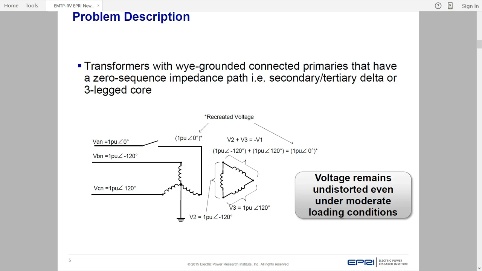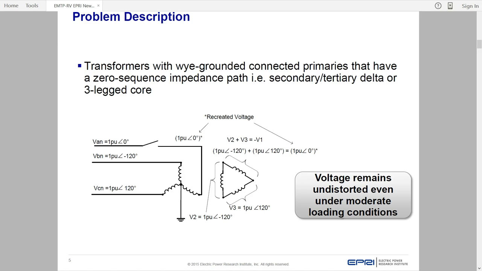So just a quick illustration here, you get an open phase, and whether you have a buried delta or a three-legged core, sometimes called a phantom tertiary, what happens is you get both these voltages induced on this delta. In order to solve this closed-loop solution, what you get across this winding is what you would get if the phase voltage was still there. So this phase voltage gets reflected over to here, and you're sitting there at one per unit, all at the correct phase angles. And your system's sitting there at a reduced capacity, and you don't know it.